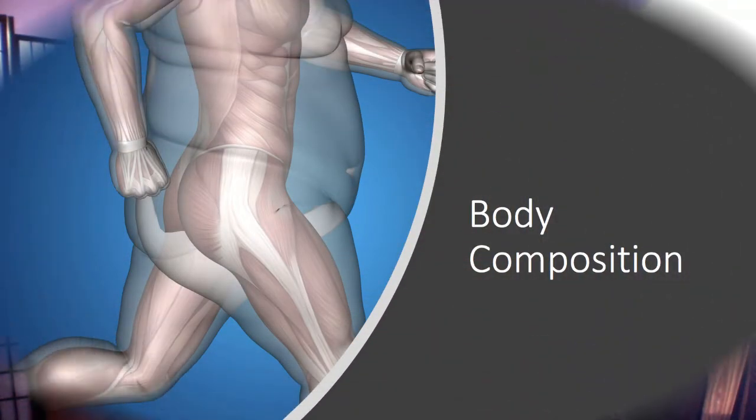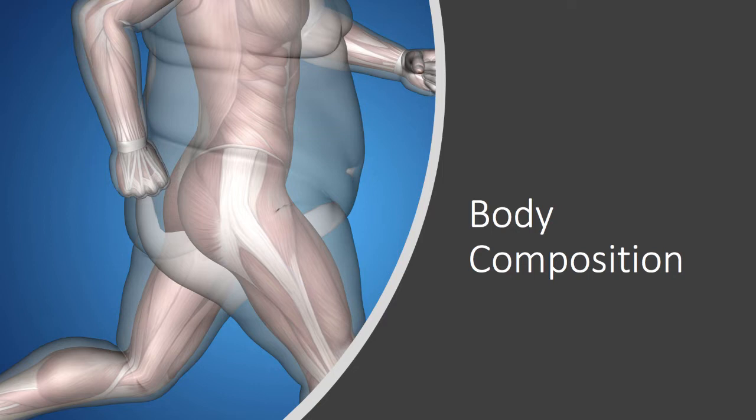Okay, body composition. Body composition is our second component of fitness. I'm going to give you this example here because you can see what the muscular body looks like compared to the body that is housing more body fat.